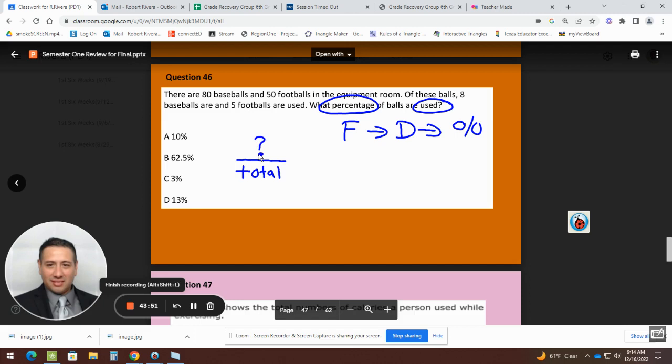So let's think about it. Let's first get the total. Do we know the total balls? No. We only know the 80 baseballs and 50 footballs. So how would I get the total balls? Good. You would add them. So I'm going to get the balls, 80 plus 50, para ver cuántas pelotas hay. 8 plus 5 is like 13, so 80 plus 50 is 130. Tenemos 130 pelotas. Okay? Yes?